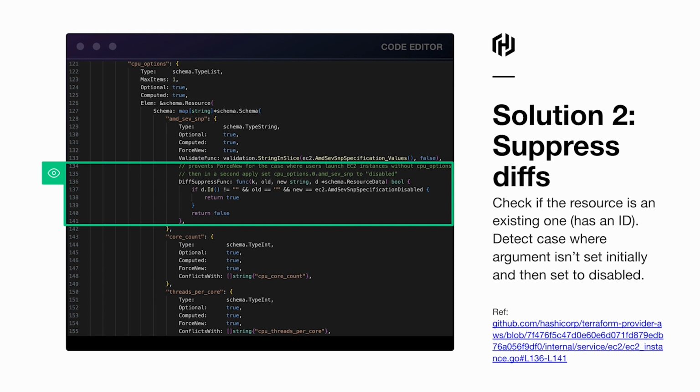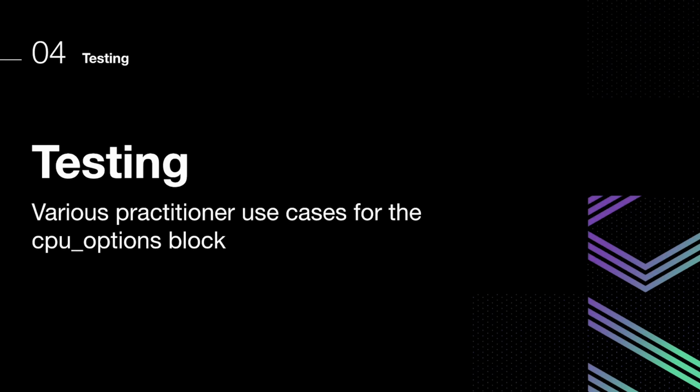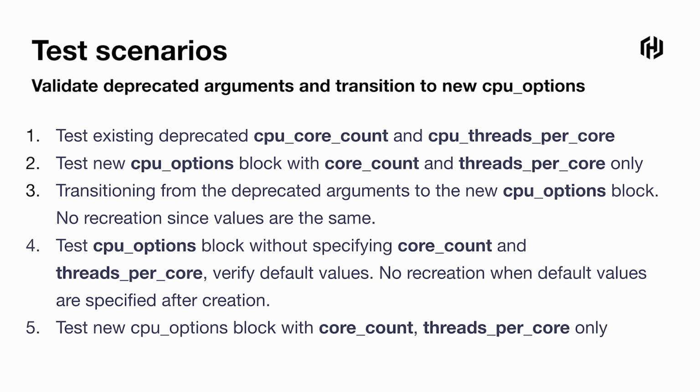So with all the backward compatible changes in place, let's look at how we can test and validate that our changes are correct. So the first step, let's look at the CPU options block. For the CPU options block, we want to test that the deprecated arguments still work, because usually deprecations don't happen within the minor version. They happen in the transition to the next major version. And then we also want to test whether practitioners who are now on the deprecated arguments can migrate over to the new arguments safely without having EC2 instance terminations.